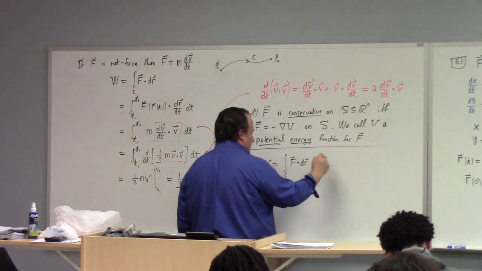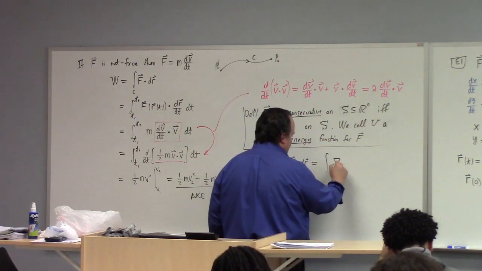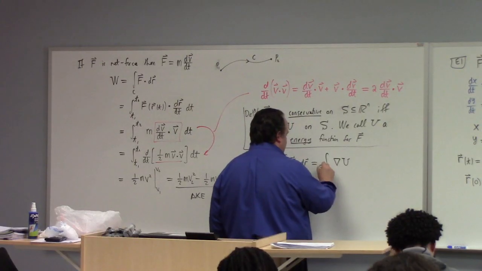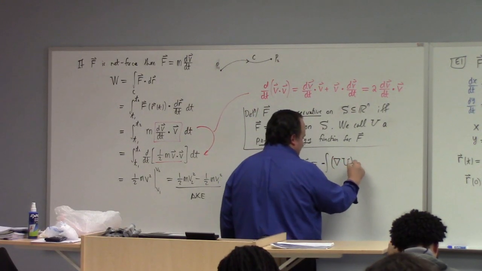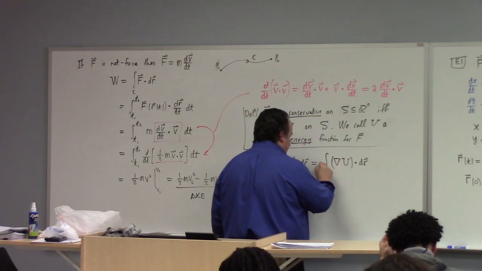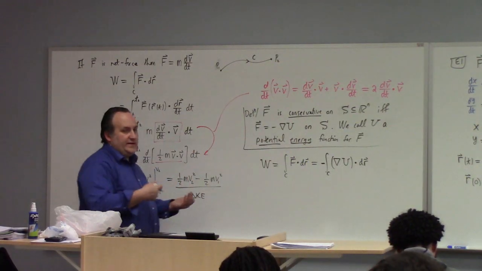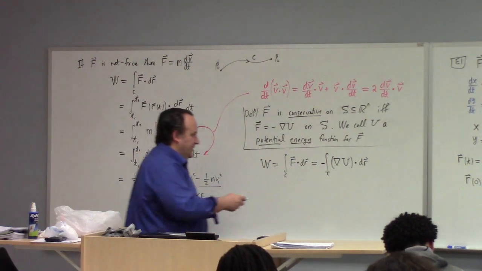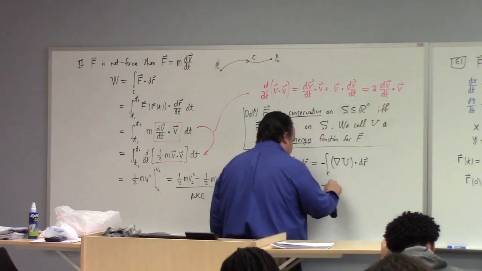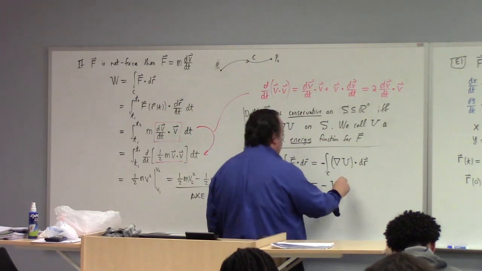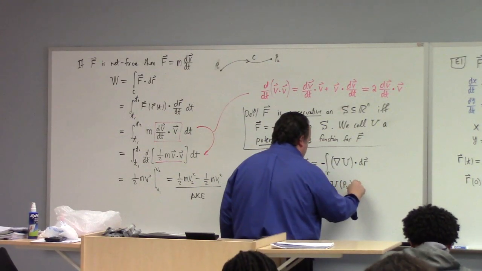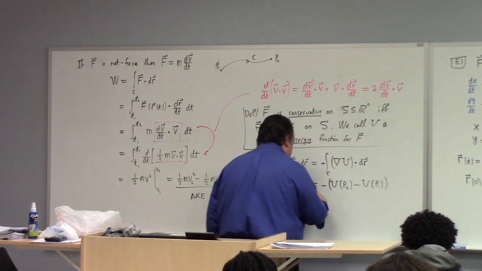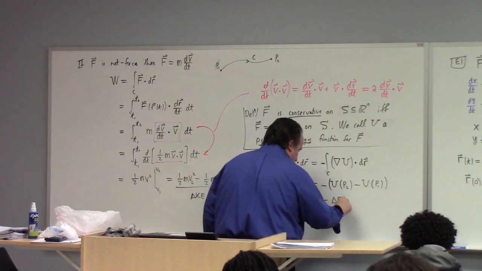Same curve, same setup. We have the integral of minus nabla u dot dr over the curve, where I bring the minus outside. But you will remember that the line integral of the gradient, by the fundamental theorem of calculus for line integrals that you should remember from calculus 3, is minus u of the ending point minus u of the initial point. In other words, it's minus the change in the potential energy.